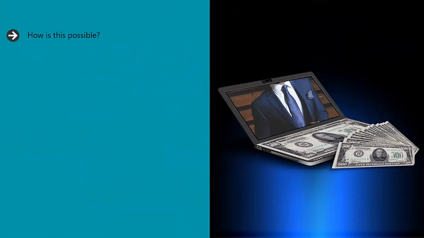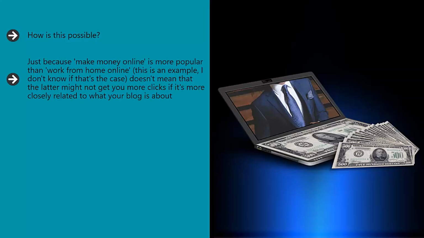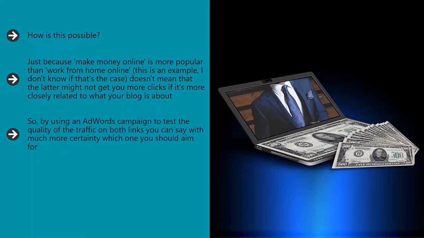How is this possible? Simple. By using AdWords to be the sponsored link on a few different search terms and to see which ones bring you the most traffic and the most clicks or sales. Just because "make money online" is more popular than "work from home online" (this is an example, I don't know if that's the case) doesn't mean that the latter might not get you more clicks if it's more closely related to what your blog is about. So, by using an AdWords campaign to test the quality of the traffic on both links, you can say with much more certainty which one you should aim for.